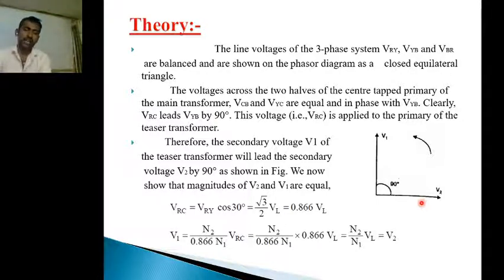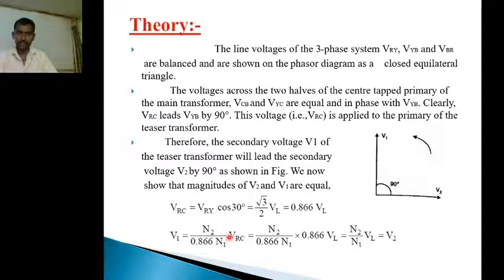We know that VRC is equal to VRY into cos 30 in the previous phasor diagram. What is the value of cos 30? Root 3 by 2. Root 3 by 2 into VRY, which we consider as VL, the line voltage, so we can write that as 0.866 VL. So V1 is equal to, what is V1? V1 equals N2 by N1 into VRC. But what is the N1? We made the tapping at 0.866.